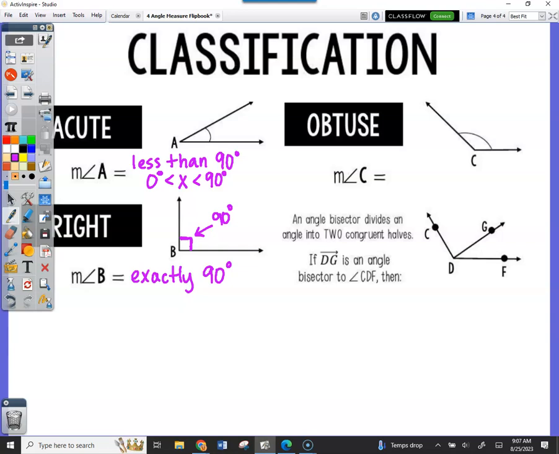And then the third one is obtuse. Obtuse measures more than 90 degrees. I've run out of room. I hate to. I'm going to actually turn that into 90, and I'll just move the C to right there. There we go. It measures more than 90 degrees, but also less than 180. It doesn't hyperextend. So it's between 90 and 180. So here's that fancy way of writing that.